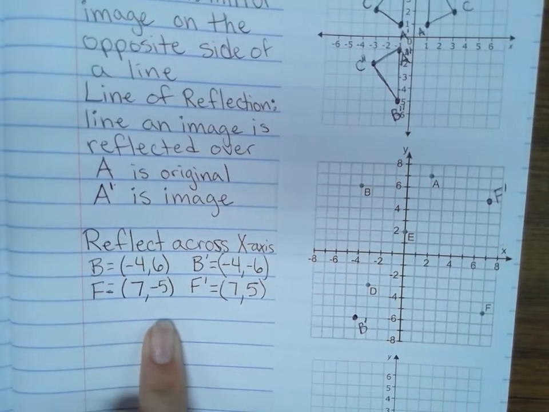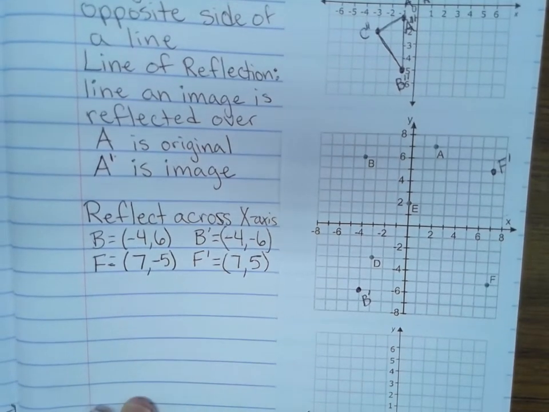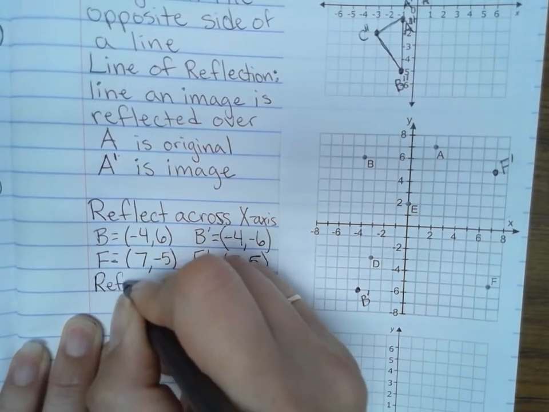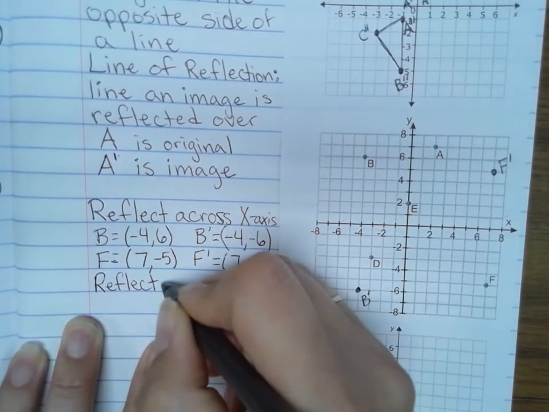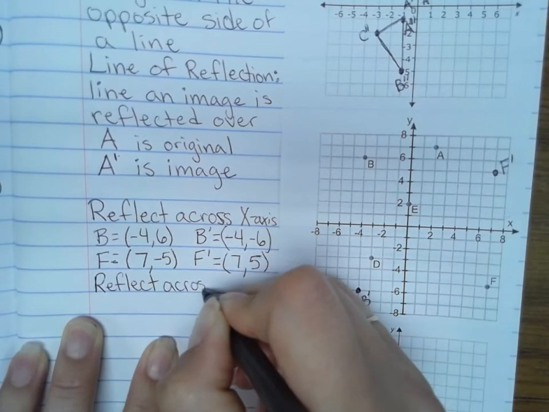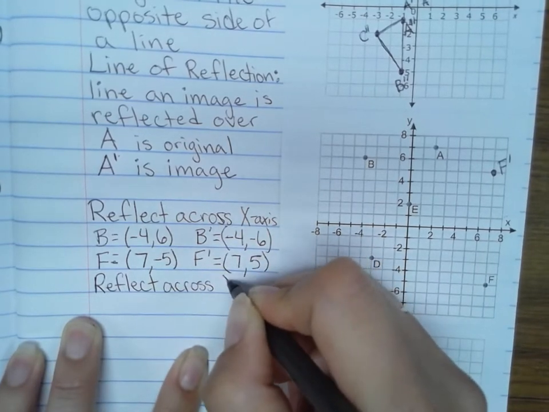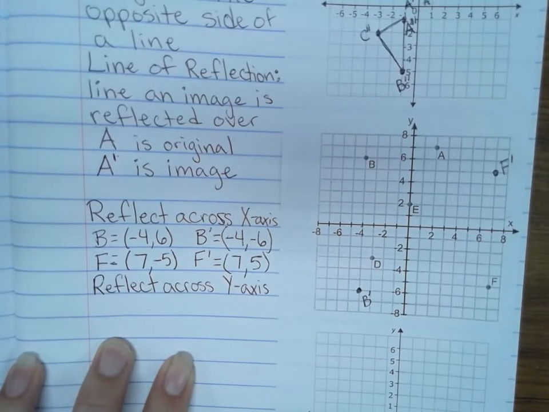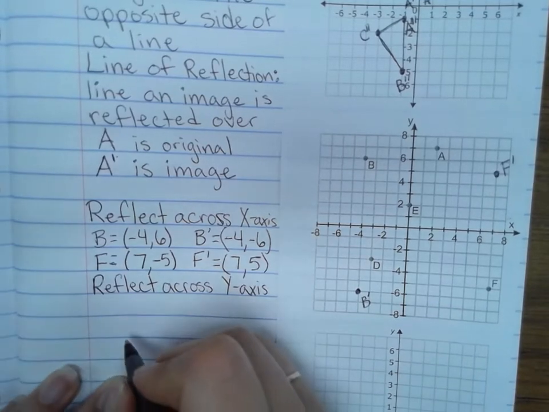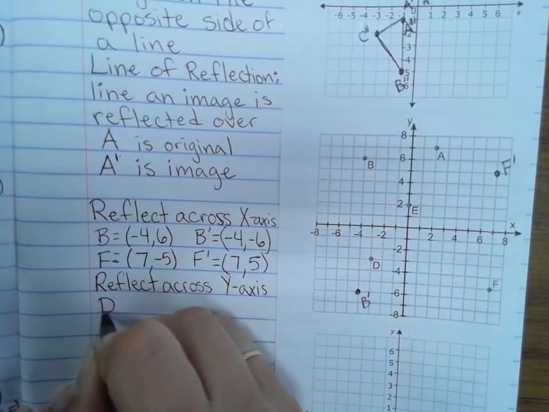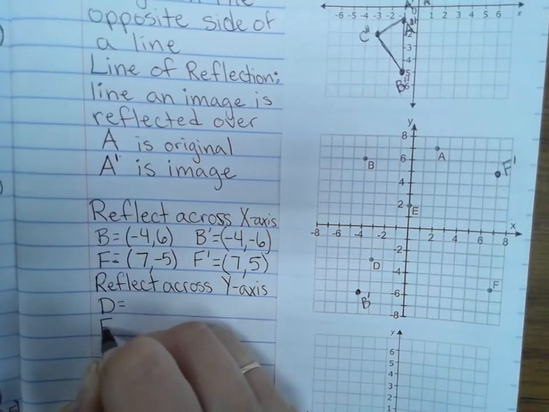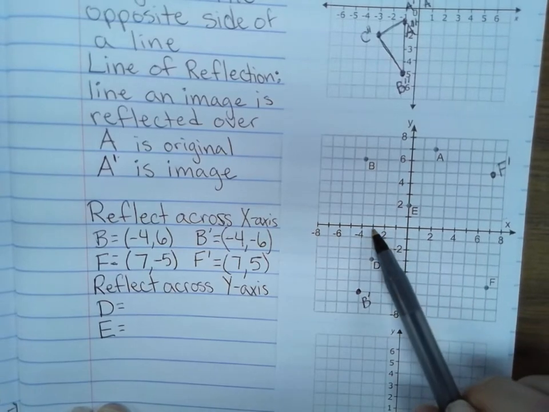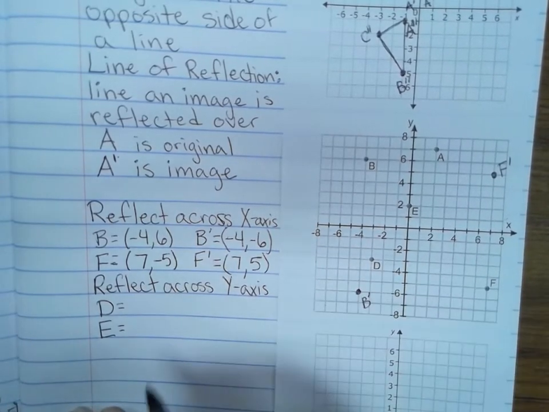So what do you think is going to happen when I reflect things across the x-axis? Well, let's see. Okay, so we're going to reflect these points. So reflect across the y-axis. Okay, we're going to do point D and point E. Okay, let's find their original coordinates. So point D is negative 3, negative 3.